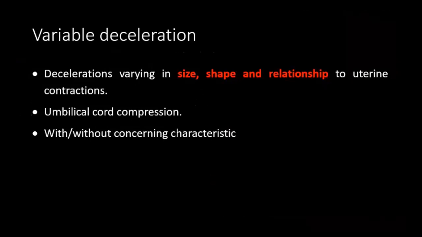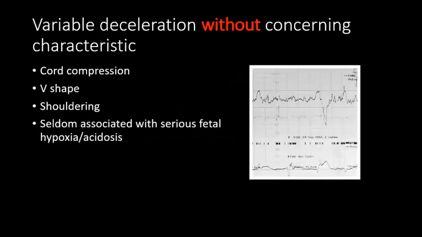The most complicated one will be variable deceleration. It varies in size, shape, and relation to the uterine contraction, and it is because of umbilical cord compression, with or without concerning characteristics. What does this with or without mean? So we talk about without concerning characteristics. There's nothing that you are concerned about in this variable deceleration.